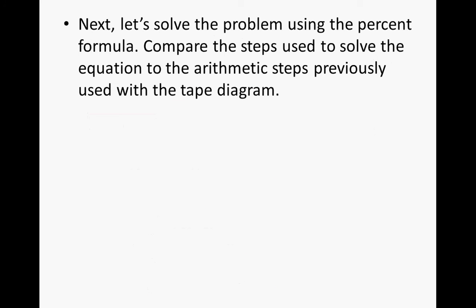Next, let's solve the problem using the percent formula. Compare the steps used to solve the equation to the arithmetic steps previously used with the tape diagram. So again, we want quantity is equal to the percent times the whole. We're going to let P represent the unknown percent because we don't know what that is. So 54 is going to be equal to percent times 300. Remember, 54 is the quantity, P is the percent, and 300 is the whole.